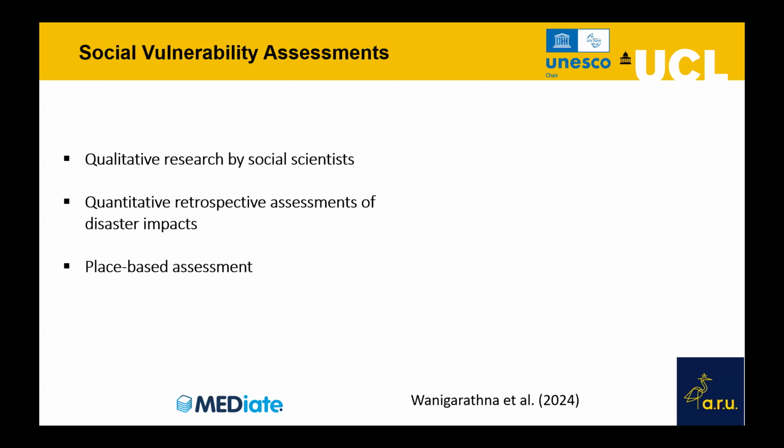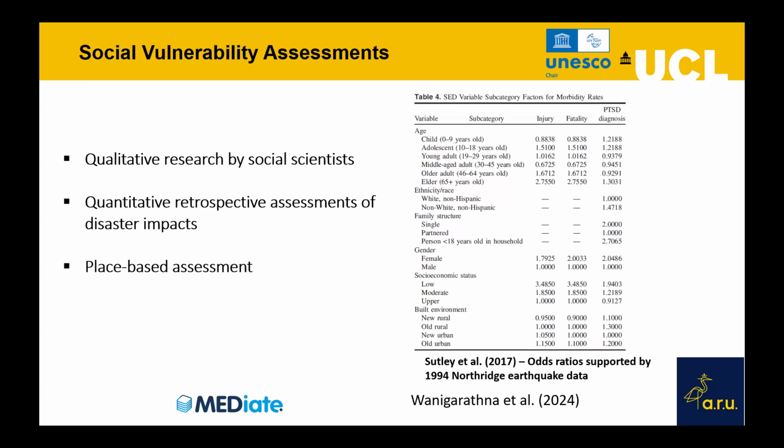The second type is quantitative or retrospective assessments of disaster impacts. This table here, for example, was done by Elena Sutley and her colleagues based on 1994 Northridge earthquake data. They have computed how vulnerable groups have odds of having more injuries, more fatalities, and more post-traumatic stress disorders. In this particular example I highlighted here, you can see the female population have a more than twice chance of dying due to an earthquake of this size.